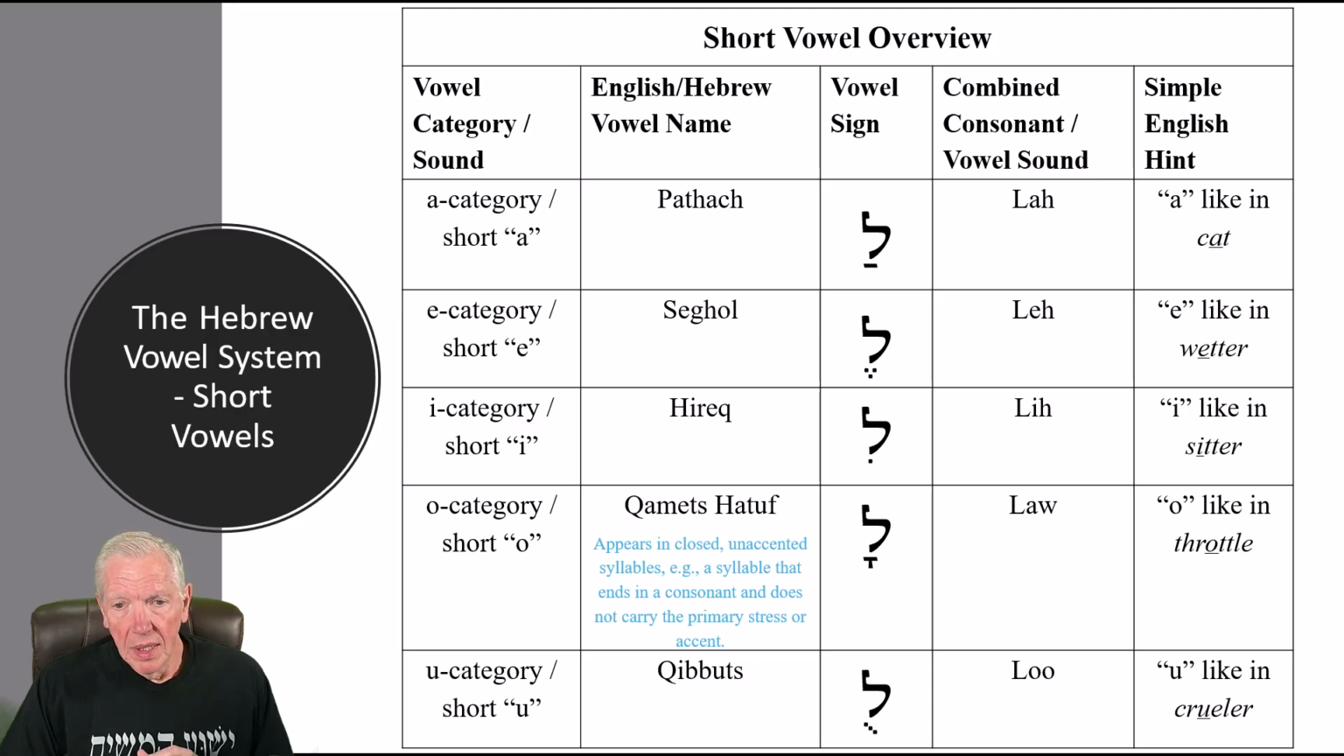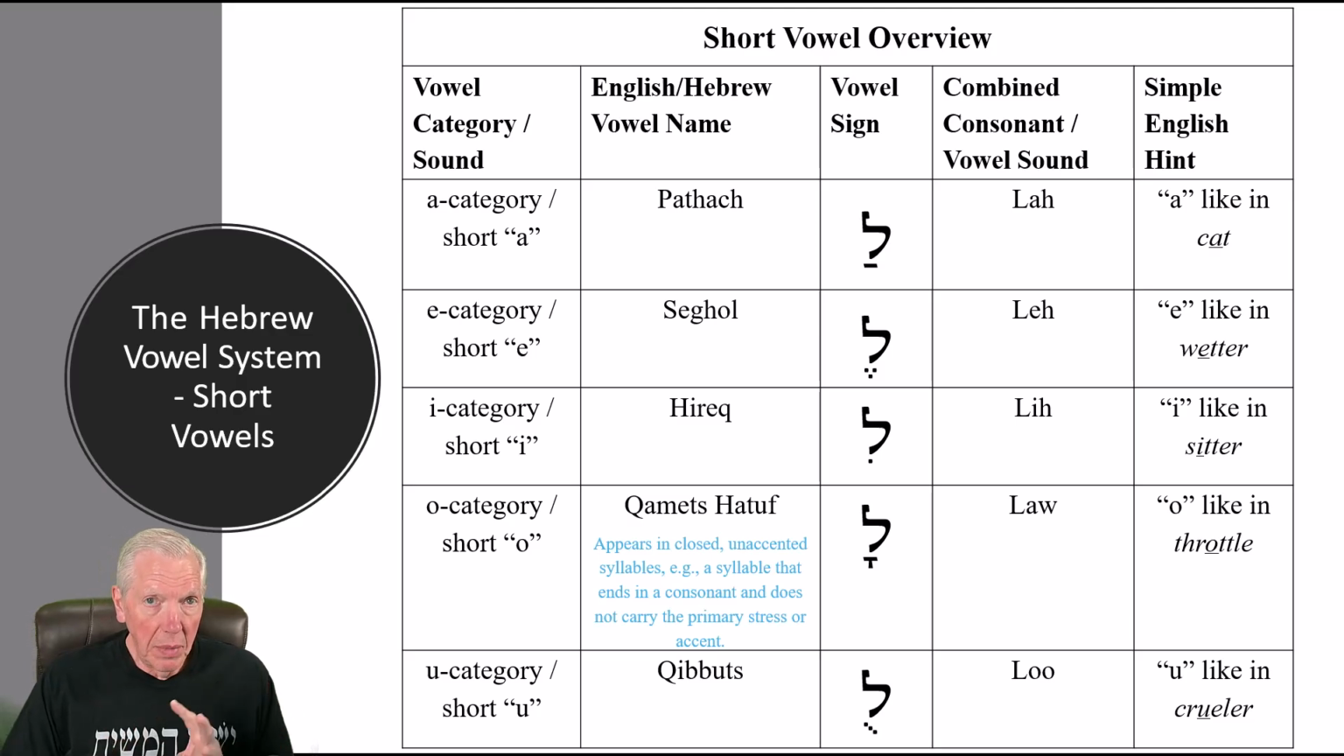We have what is called a qamets hatuf. It's like the qamets, but it's a little bit different, and they look exactly the same. So it might bother you as to how to know which is which. Now the trick here is that a qamets hatuf appears in a closed, unaccented syllable. This is a syllable that ends in a consonant and does not carry the primary stress or accent.